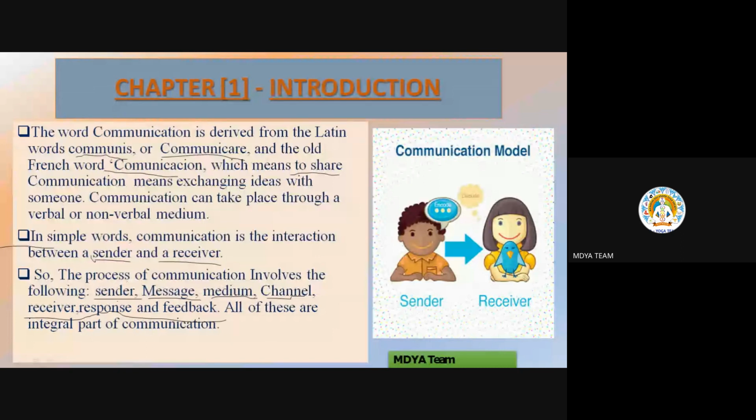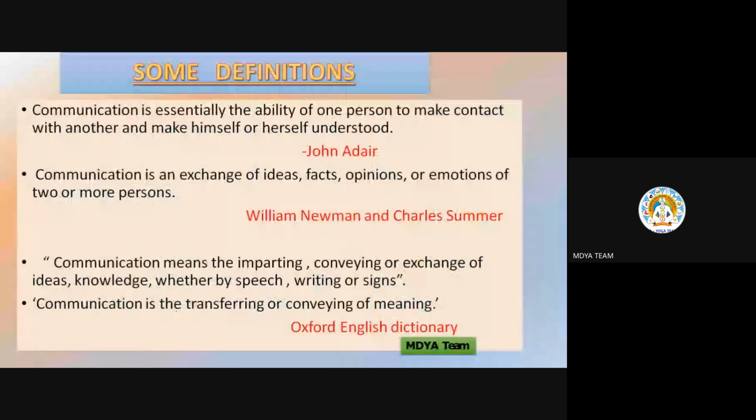Sender sends the message, message is the main content, medium and channel are how the message is delivered, and receiver is the one who receives the message, and then the receiver gives a response and feedback. Feedback is the last, final step, and without feedback there can't be communication. In the next slide, these are some of the definitions of communication.